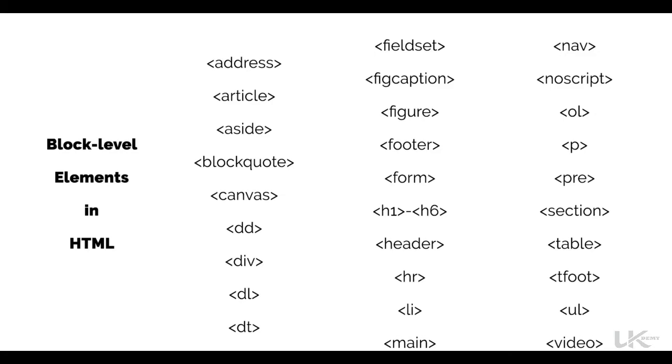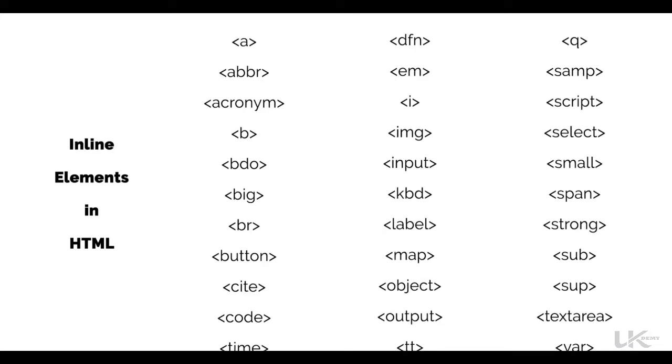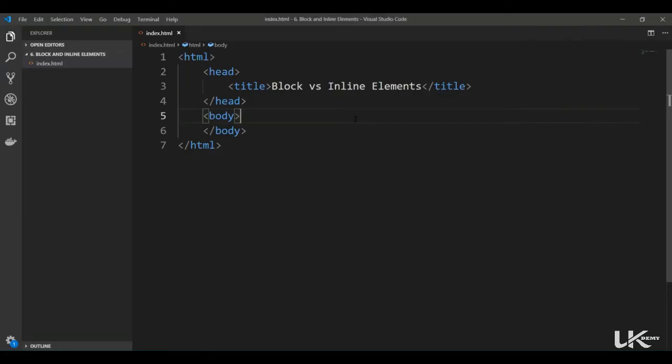These are the elements which have default display value as block. These are the elements which have default display value as inline. Don't worry, you don't have to remember which one has what display value. These are just for reference. Let's try an example to understand both better. First, let's try block elements.